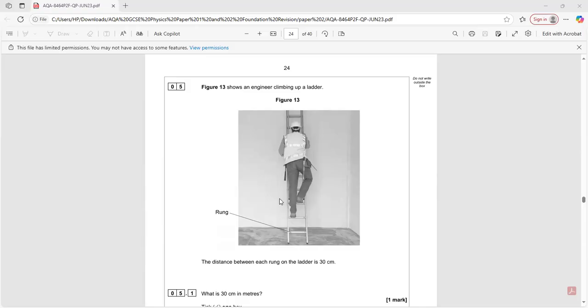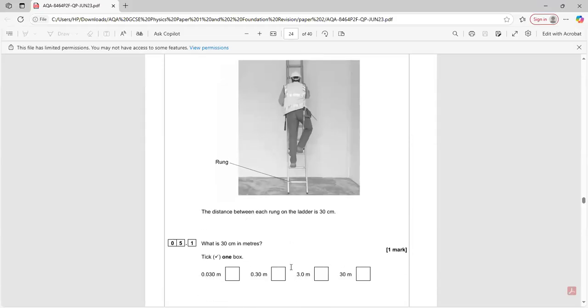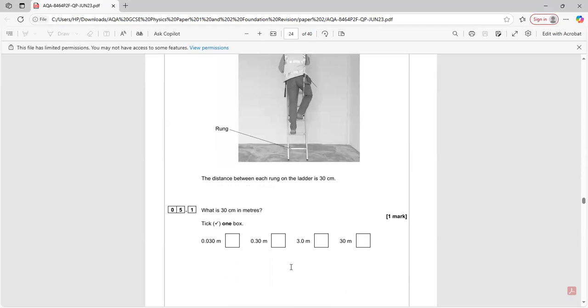Okay, so it says figure 13 shows an engineer climbing up a ladder. That's the rung of the ladder where his feet are for him to be able to move from one part of the ladder to the other. It now says the distance between each rung on the ladder is 30 cm. That's about the length of a ruler. The question is this: what is 30 cm in meters?